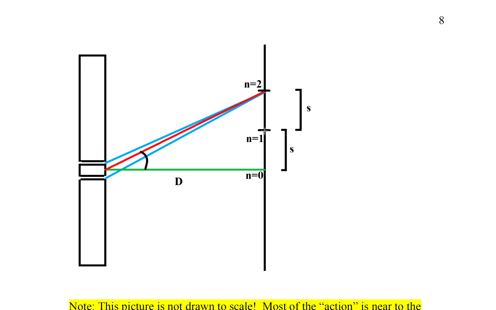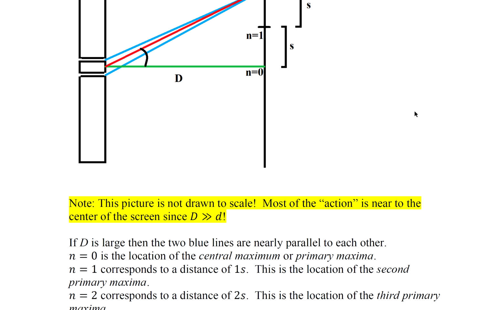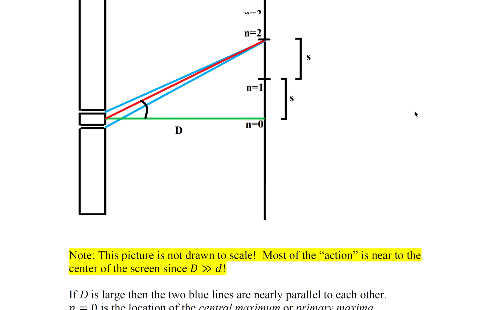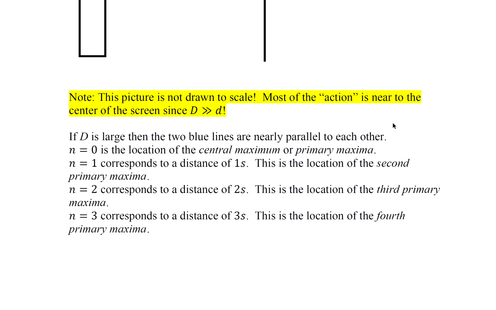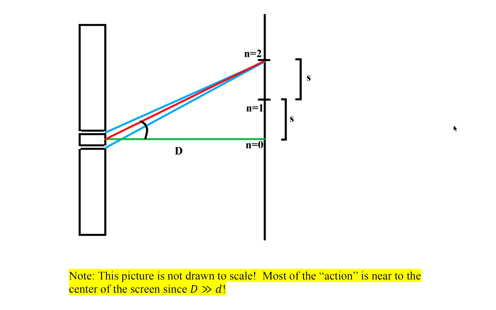So from n equals 0 to n equals 1 is s. From n equals 0 to n equals 2 is 2s. Okay. So this picture is not drawn to scale. Most of the action is near the center of the screen. So if big D is large, then the two blue lines are nearly parallel to each other.